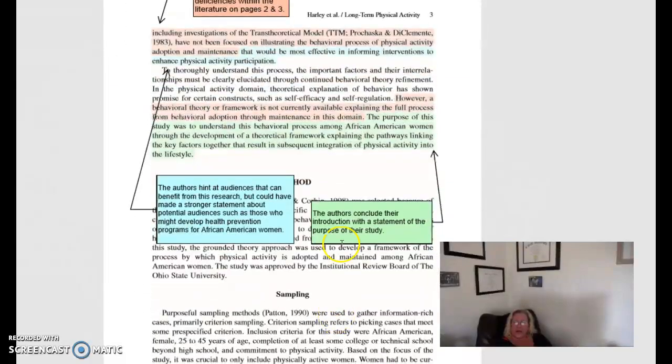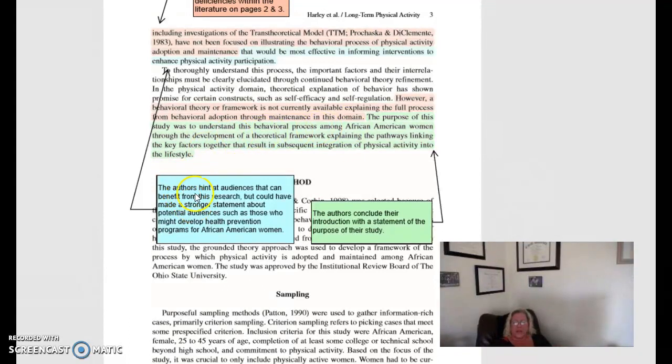All right, and then it says the authors conclude their introduction with a statement of the purpose of their study. So it says the purpose of this study was to understand this behavioral process among African American women through the development of a theoretical framework explaining the pathways linking the key factors together that result in subsequent integration of physical activities in the lifestyle. So notice it says the purpose of this study was. And so you need to be able to define the purpose of your study.